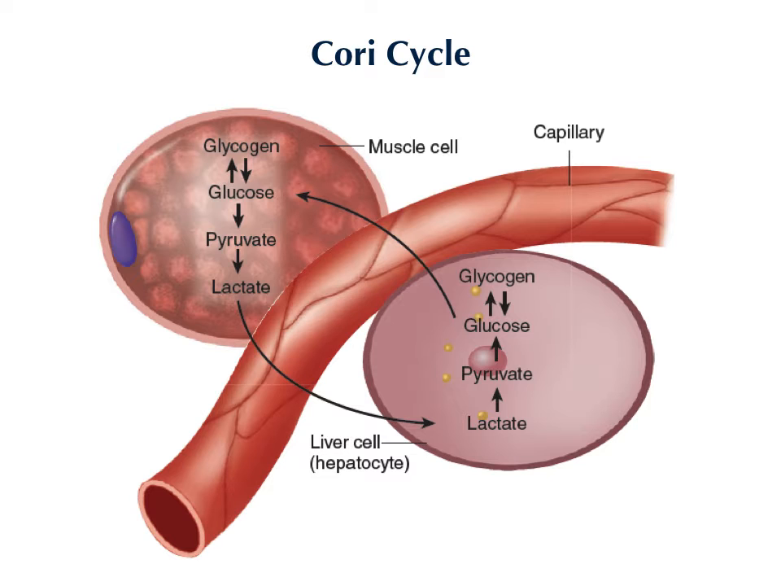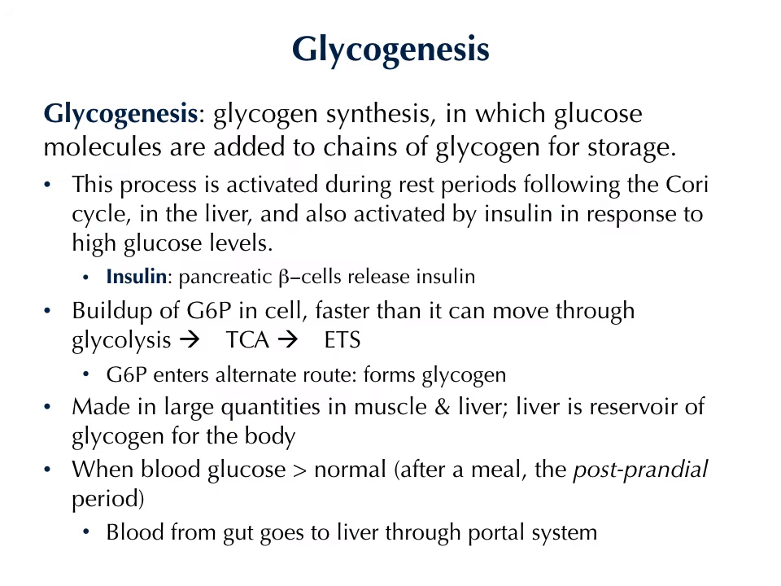Okay, so let's now move on to glycogenesis. All right, so glycogenesis is basically the synthesis or genesis of glycogen. This is where glucose molecules are basically knitted together in long chains of glucose to form glycogen for storage. And glycogen is branched. So there will be a branching enzyme that will come in and make glycogen not just as a straight chain, but as a branched chain of glucose.